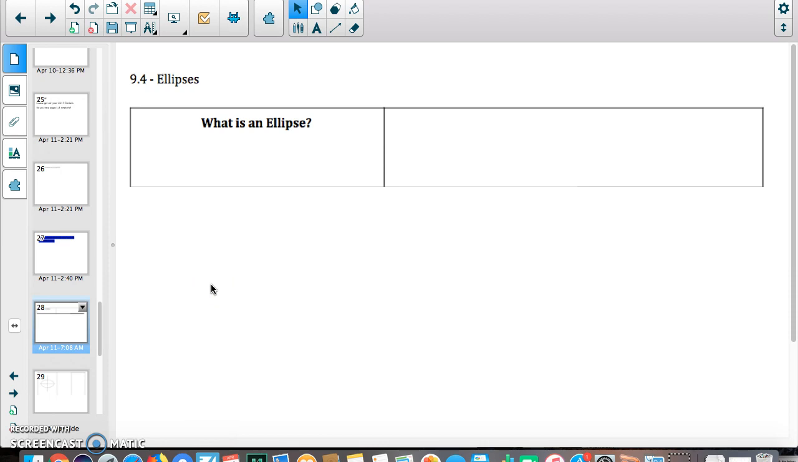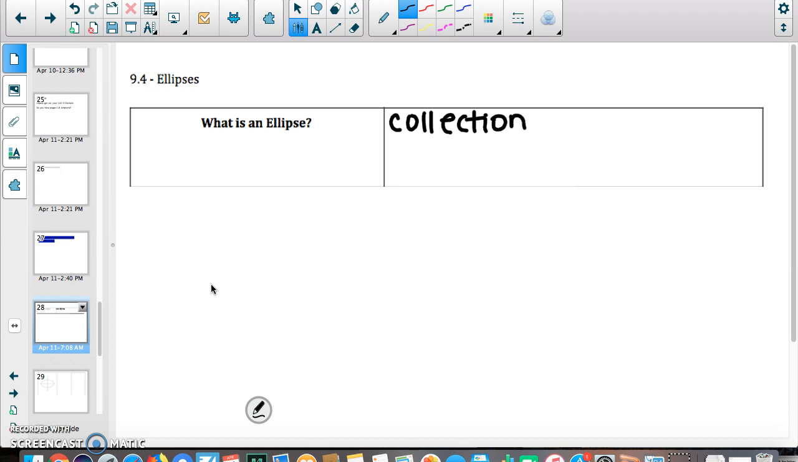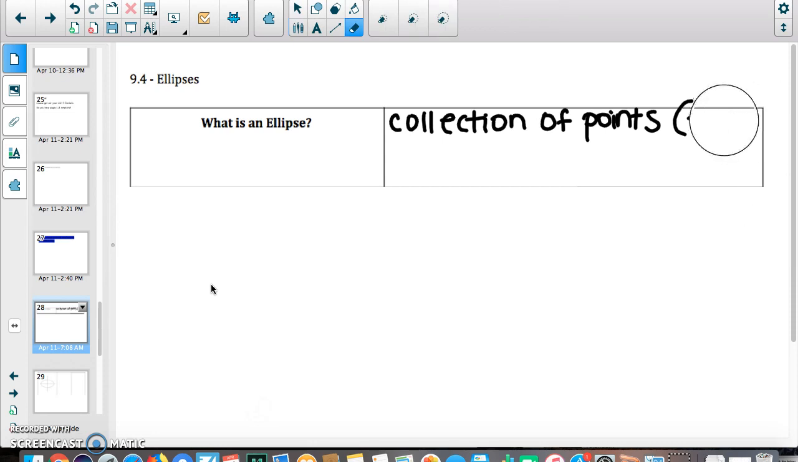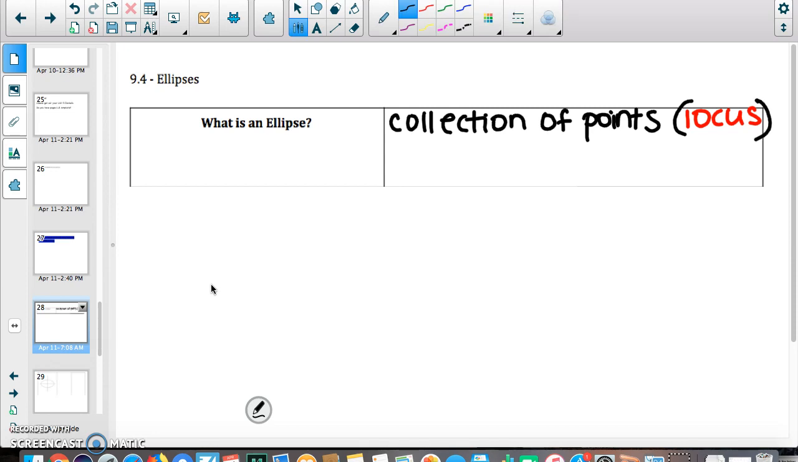and fill this in. An ellipse is the collection of points, aka a locus, right? Not a focus, oh my gosh, locus. My bad, let me do that in another color. This is a locus, a group of points, a collection of points. So what characteristic do they share?